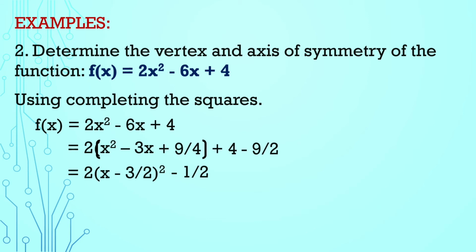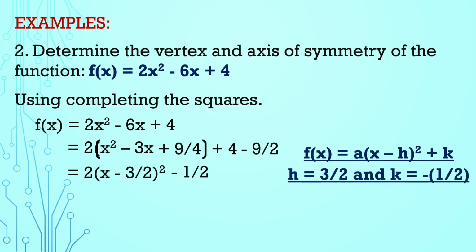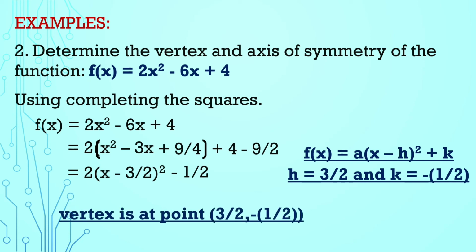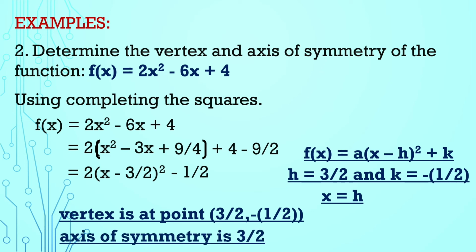So, ito nga pala sa ating right side, kaya siya naging negative 9 over 2 kasi 2 times 9 over 4 is equals to 9 over 2. So, minus 9 over 2. And 4 minus 9 over 2 is equals to negative 1 half. So, ito yung ating vertex form. So, ang h natin ay 3 over 2 at ang k natin ay negative 1 half. So, ang vertex natin is at point 3 over 2 and negative 1 half. At ang ating axis of symmetry is equals to h. So, ating axis of symmetry is 3 over 2.